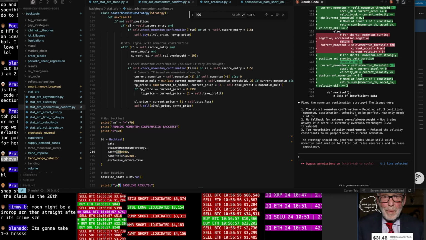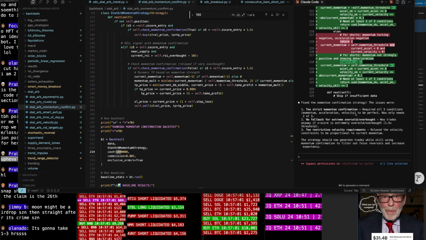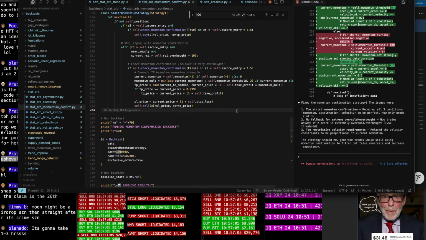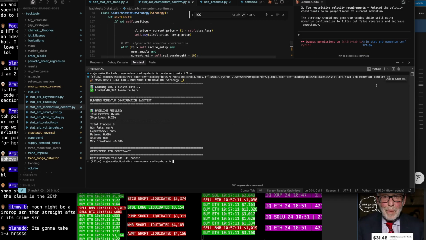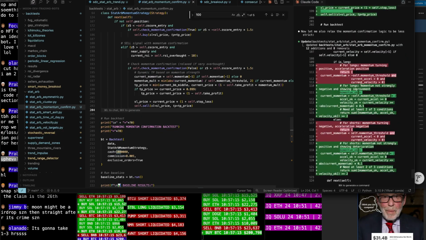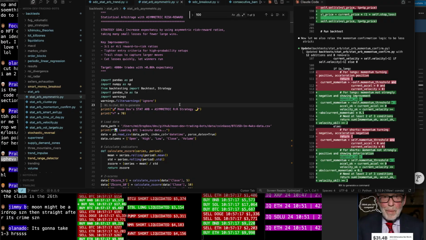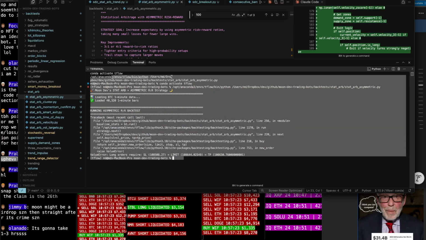Fix the momentum confirmation strategy. The issues were too strict. Momentum confirmation required all three conditions: momentum, acceleration, and velocity. Okay, still no trade. Let's go ahead and try a different one. I got all of these, so I can just go straight down the list. I'm just gonna give her all my errors at once.